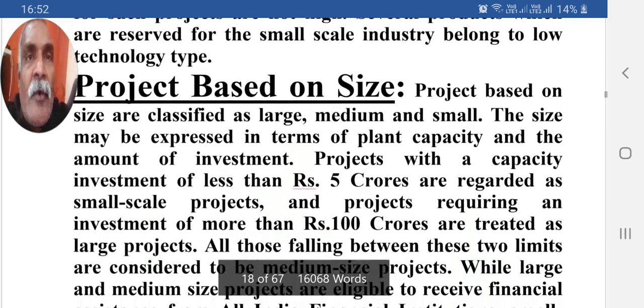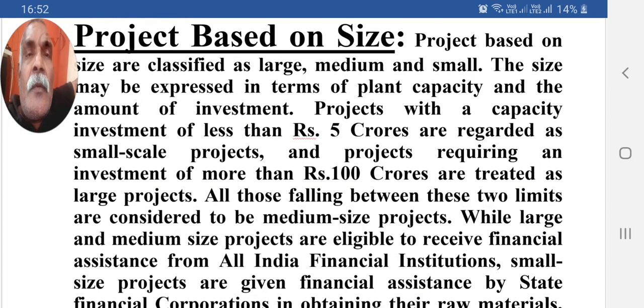Now come to projects based on size. We can classify the project as per the size. We know there are three sizes: large, medium and small. The size may be expressed in terms of plant capacity and the amount of investment. So projects with an investment of less than 5 crores are regarded as small scale projects, and projects requiring an investment of more than 100 crores are treated as large projects.